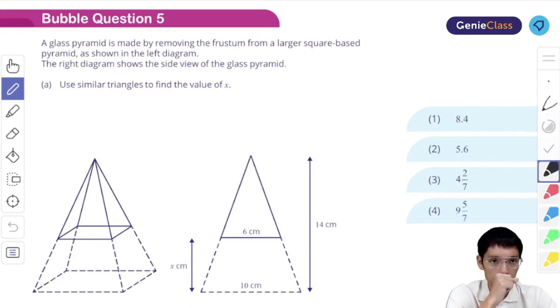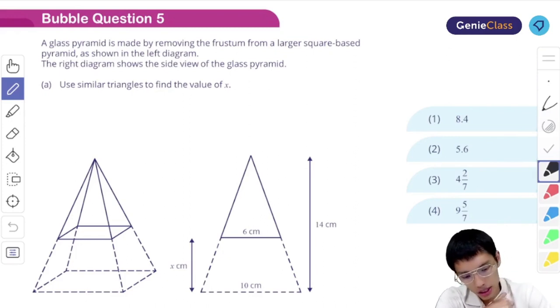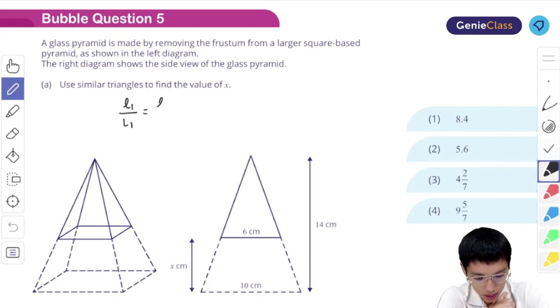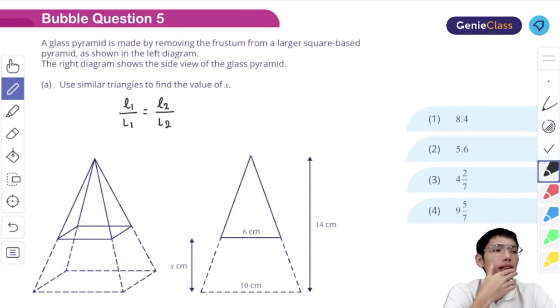Last 30 seconds. So I hope you all identify the similar triangles. In this case, similar notion, identify which is my small, which is my big triangle, and then we solve from there. Just that there's a little twist over here.